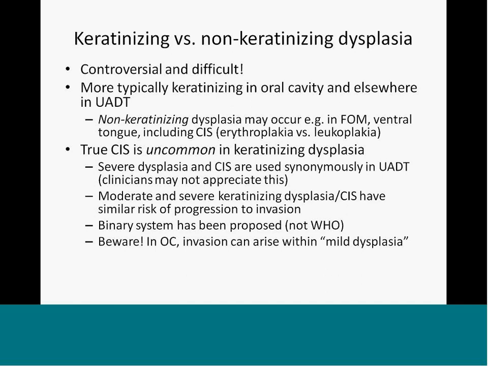In fact, it turns out that moderate dysplasia and above all have a similar risk of progression to invasion, and some have proposed that we introduce a binary system of reporting dysplasia in the upper airway, where you have mild dysplasia or low grade versus high grade, which is everything else, moderate and above. But that hasn't been adopted by the WHO. You have to beware, because in the oral cavity, it's not all that uncommon to have invasive carcinoma that arises from a surface epithelium that really just looks mildly dysplastic.